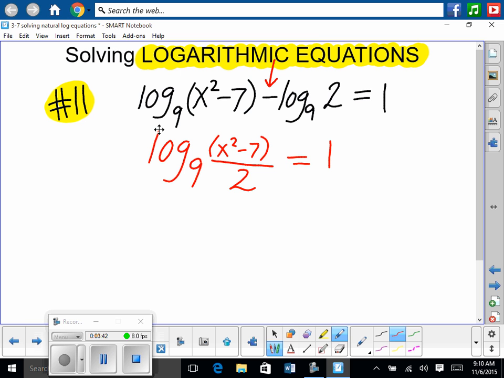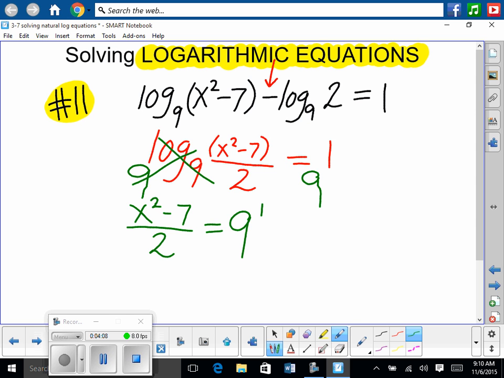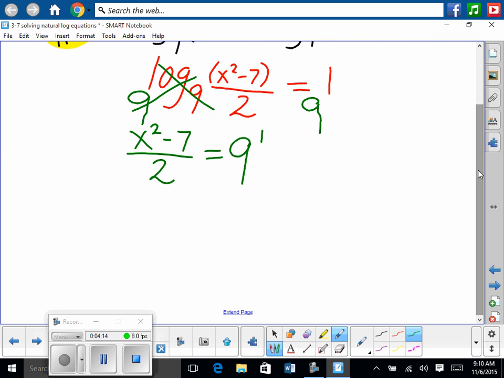Okay. Alright, so then from there, we've got to undo log to the base 9. How do we undo that? Base 9. Good, base 9 of both sides of the equation. So then base 9 and log to the base 9 cancel out, leaving us with x squared minus 7 over 2 is equal to 9 to the first power, right? So then from there we have x squared minus 7 over 2 is equal to 9. Then we would multiply both sides by 2.